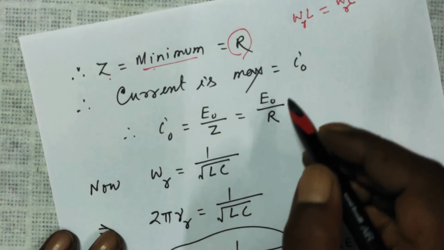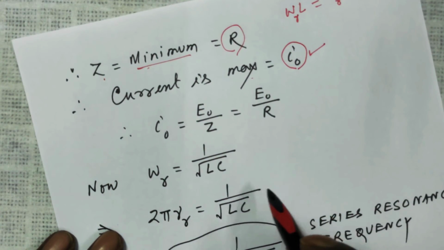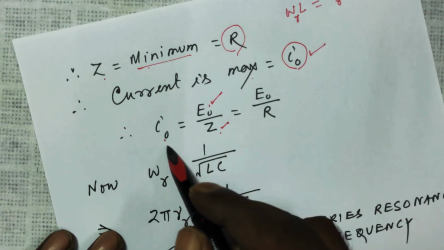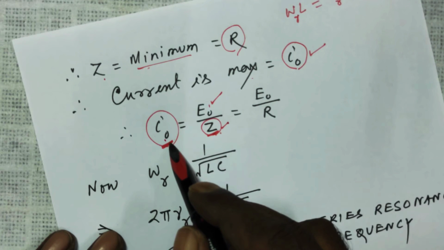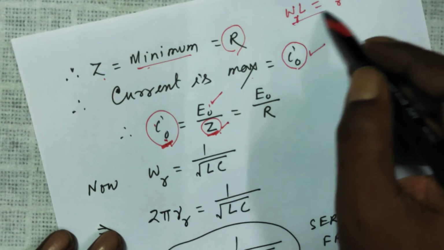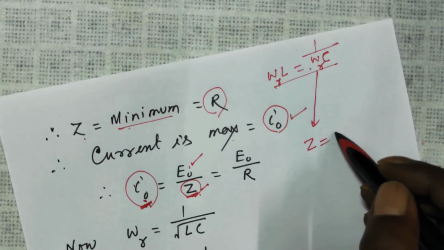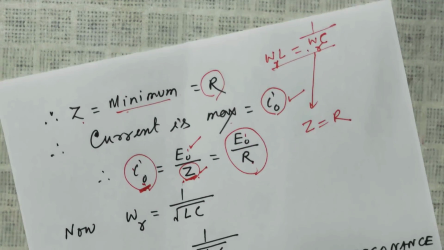So what will be the current? The current is I naught. Now it is maximum because Z is minimum. So I naught will be voltage by resistance. Any voltage by resistance is current. Now this is minimum. Therefore I is equal to maximum, and the maximum current is represented as I naught. So under this condition, your Z came out to be R. So for Z I put R, so I naught is equal to E naught over R.